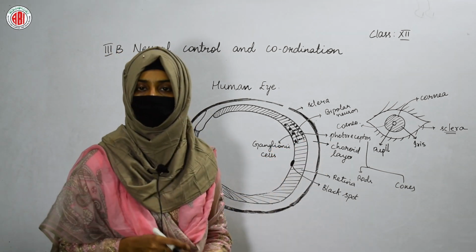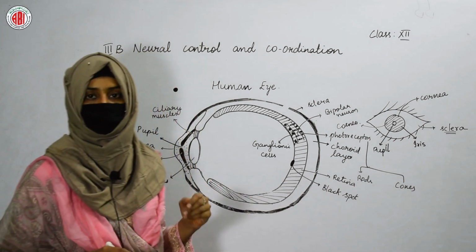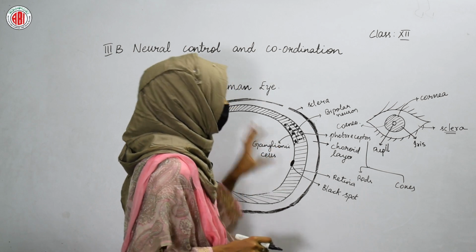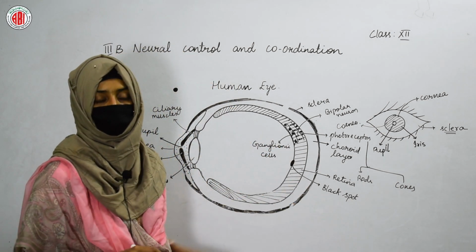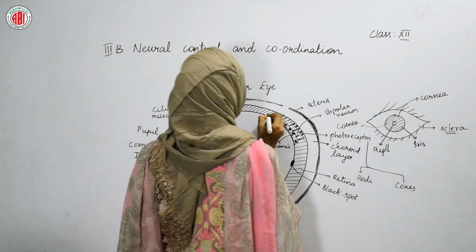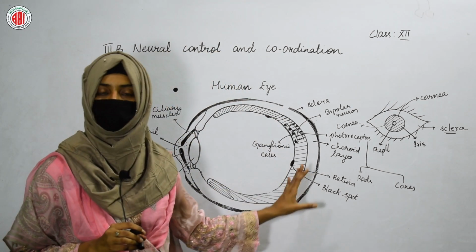Why can we not see anything when the light falls on the black spot? It is due to the absence of photoreceptors called rods and cones. So, rods and cones are absent at this spot. So this spot is called the black spot.